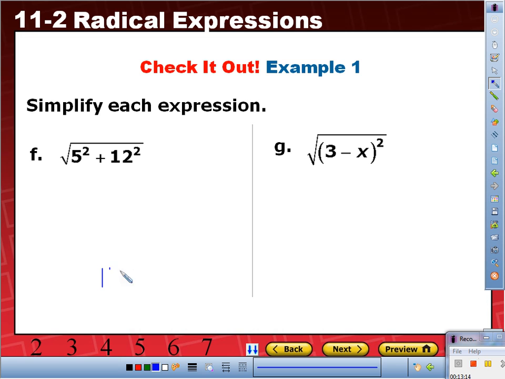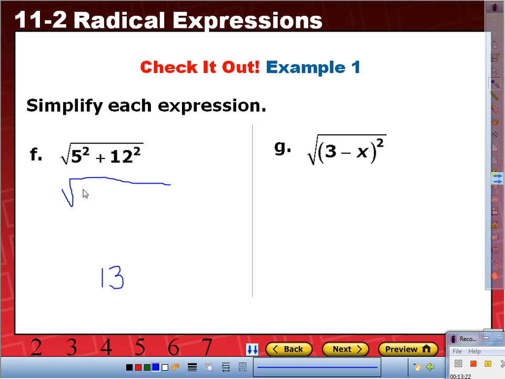So for this one, she got 13, but I need you to help me with the steps. What did you do? 5 times 5, which is 25, plus 144, 169, and that's how you get 13. Hands up if you got that.